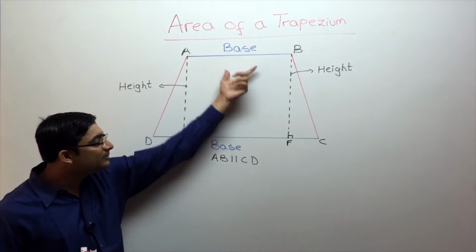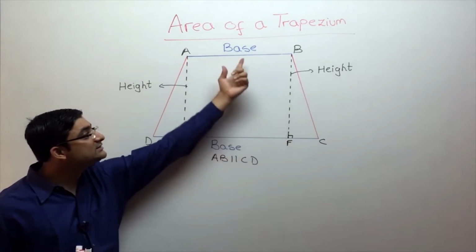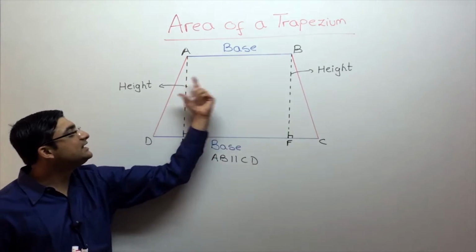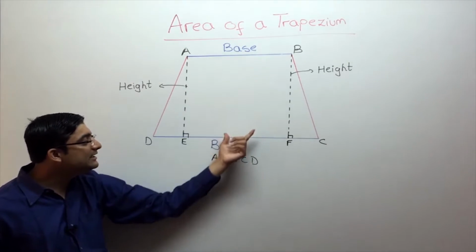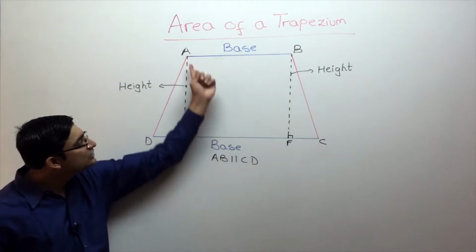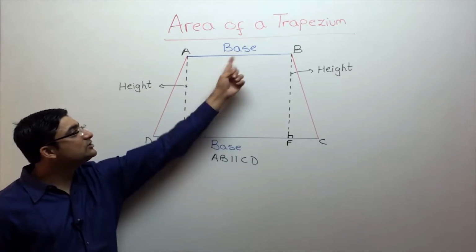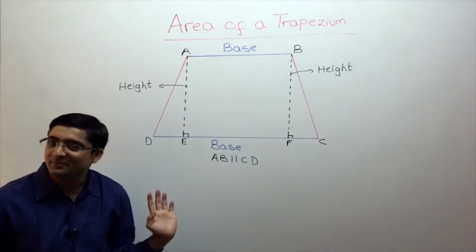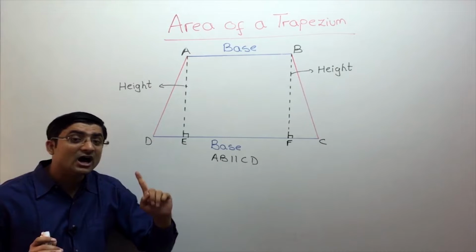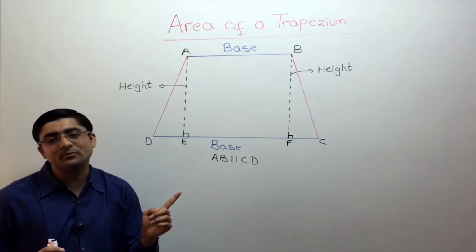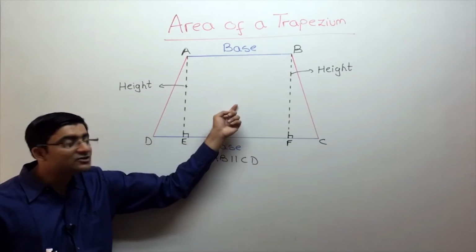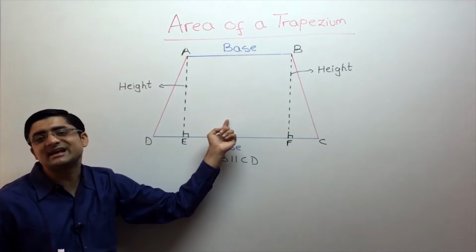Like over here, AB and CD, both the blue lines, are opposite sides, and AD and BC, both the red lines, are opposite sides. But over here, AB is parallel to CD, right? So it is a four-sided figure in which one pair of opposite sides are parallel. That is what a trapezium is. How is it different from a parallelogram? In a parallelogram, both pairs of opposite sides are parallel. But in the case of a trapezium, only one pair of opposite sides are parallel.